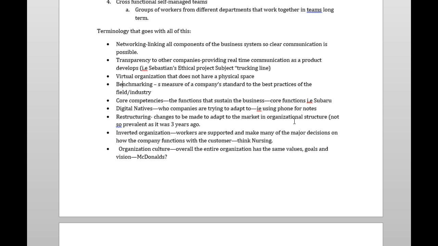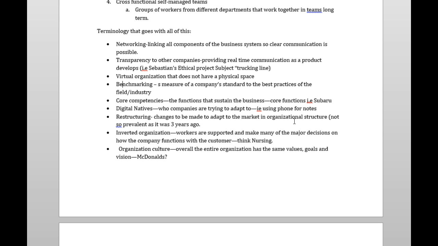Let's look at Subaru. Subaru makes cars, that's its core function, but it doesn't make all the parts for those cars. It just assembles the car in most cases. So its core is assembling cars, whereas it's going to outsource a lot of that activity to make the sub-assemblies. So core competencies: what does the company really do?